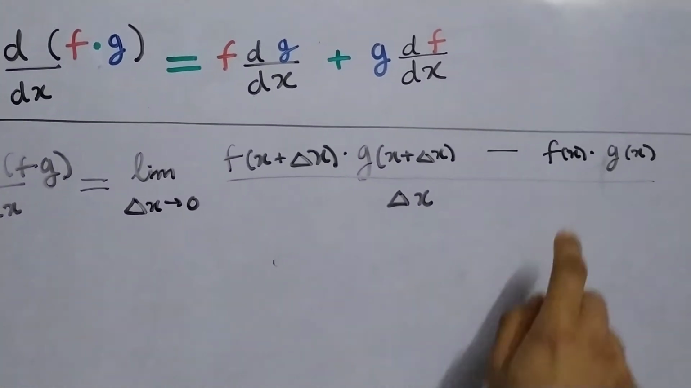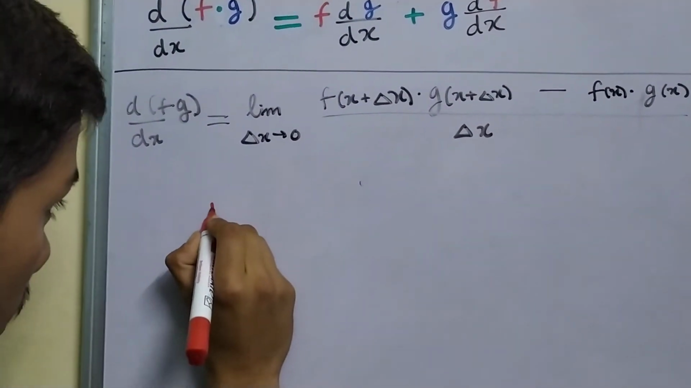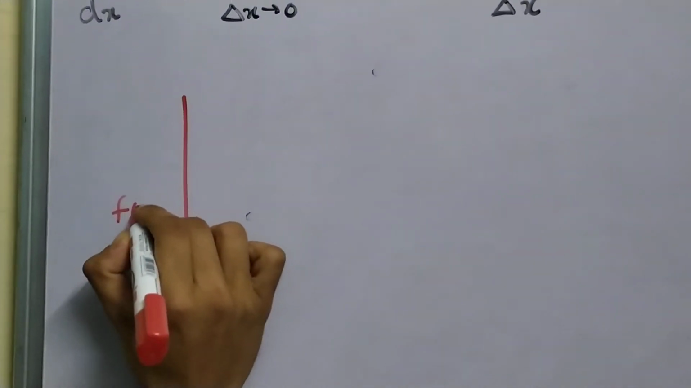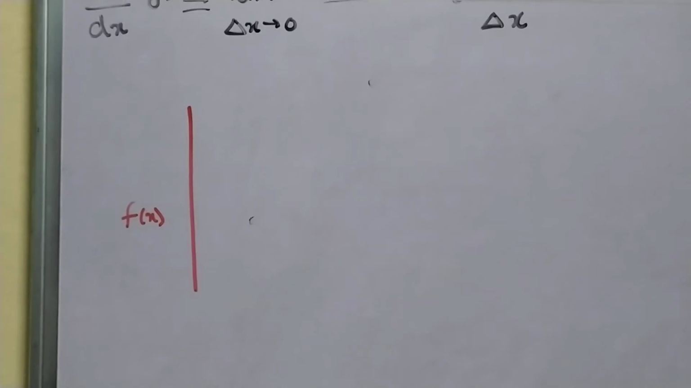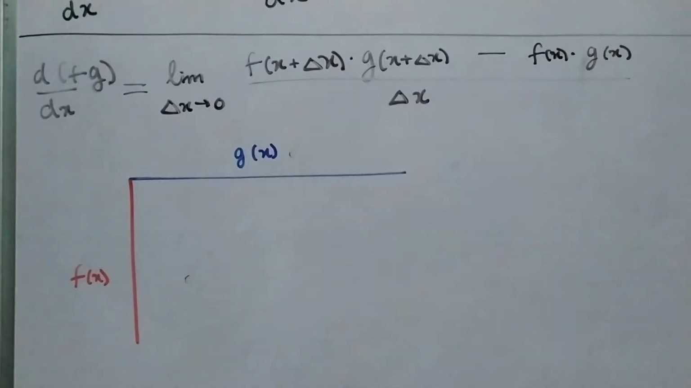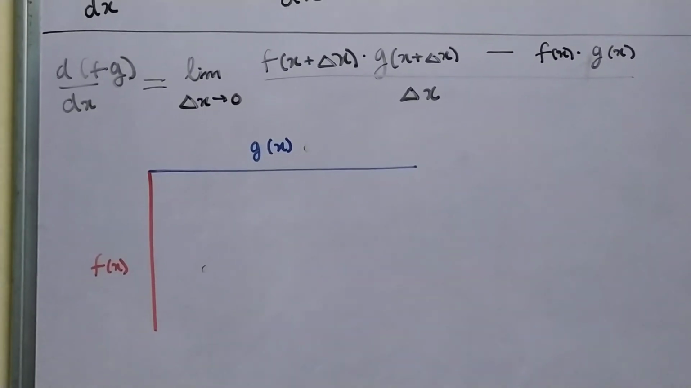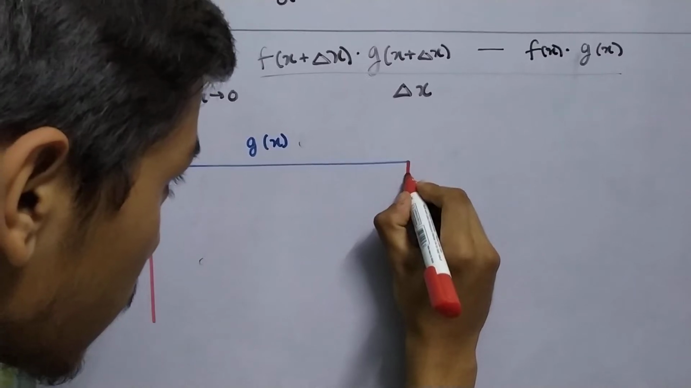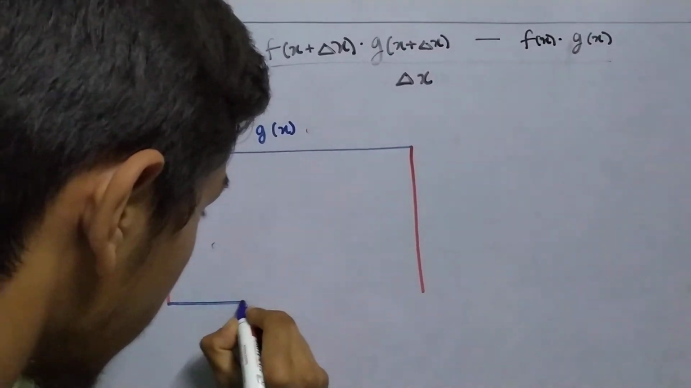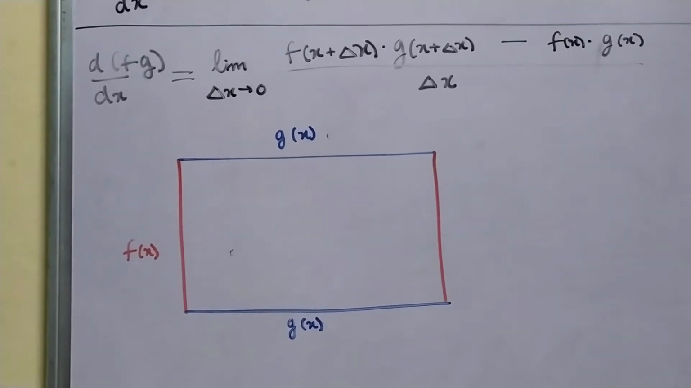Now f of x represents this length. Okay, this is your f of x, and g of x is this length, and f of x times g of x is the area of this rectangle. Okay, this is your f of x and this is your g of x, and that is what happens.